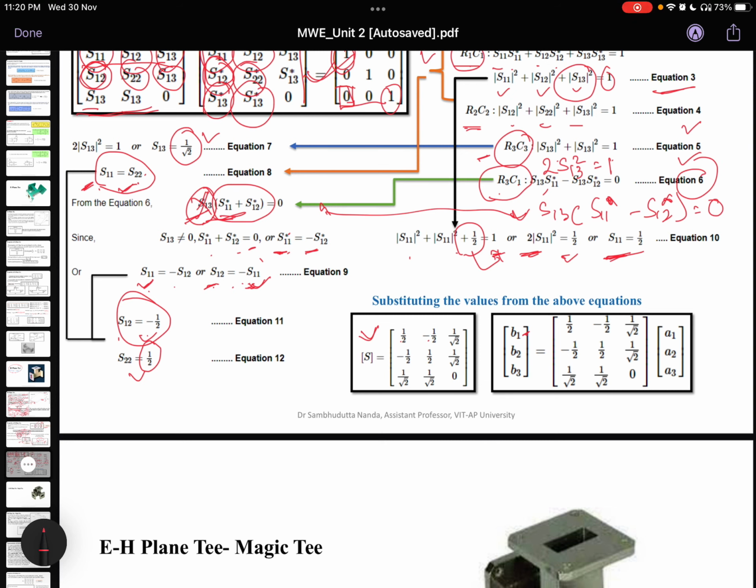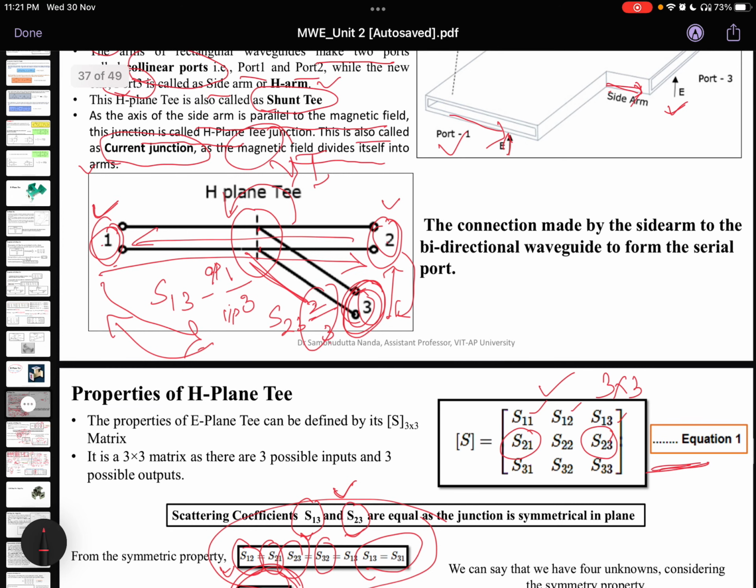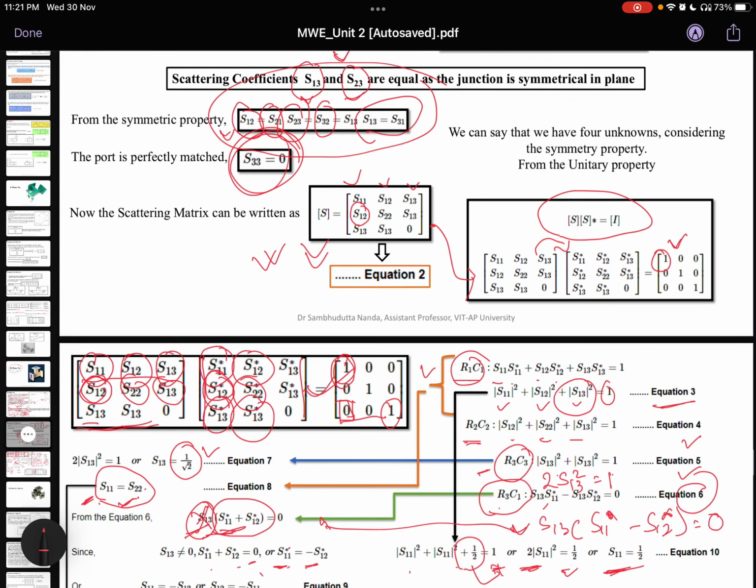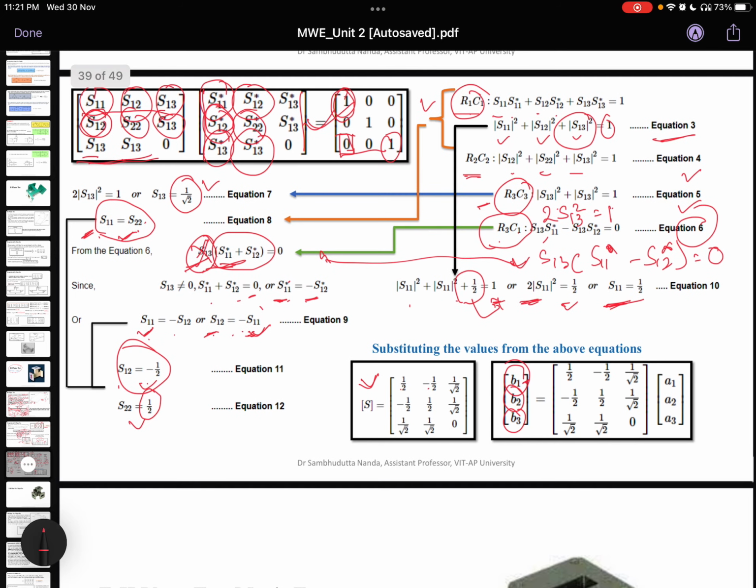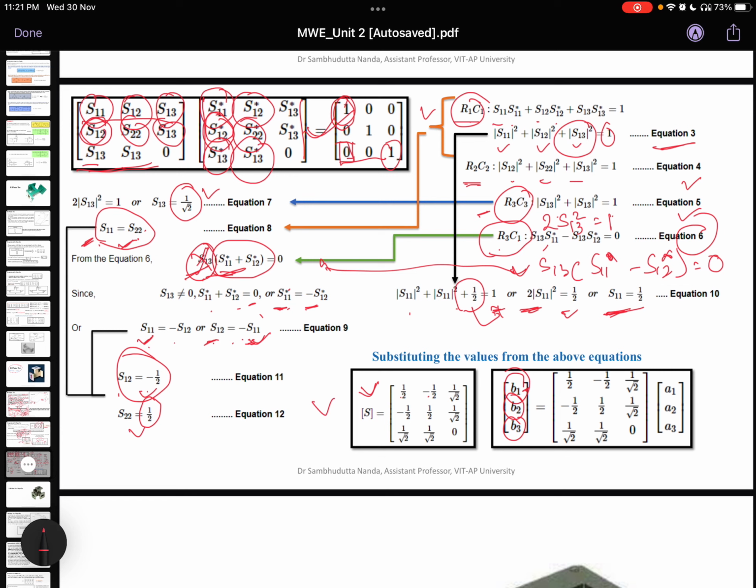Now if I write in terms of node voltage, then the output node voltage is taken as B1, if you remember my previous videos. So B1 equals 1 by 2 into A1 plus minus 1 by 2 into A2 plus 1 by root 2 into A3. This is how B1, B2 and B3 can be calculated. What are B1, B2, B3? These are the outputs at port 1, port 2 and port 3. If you remember the signal flow graph lecture, there I discussed what B1, B2, B3, A1, A2 and A3 are. So this is the H-plane Tee and this is how the matrix can be written.